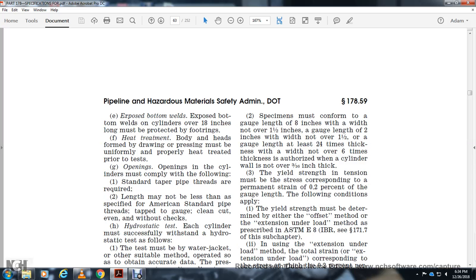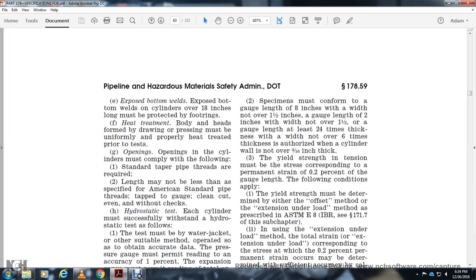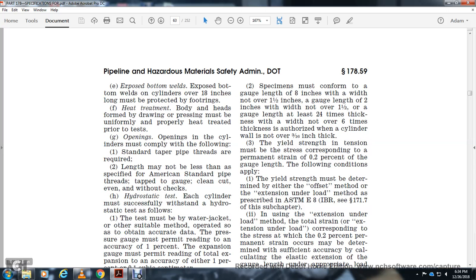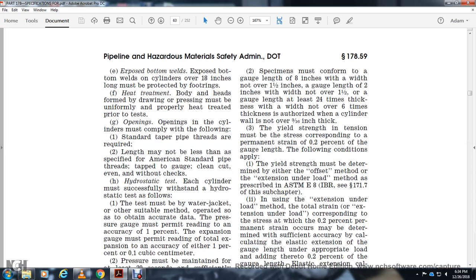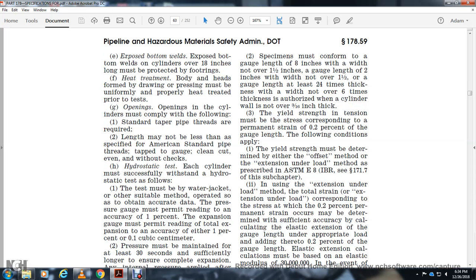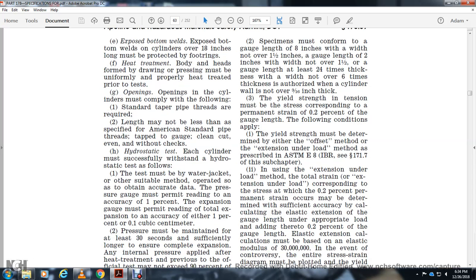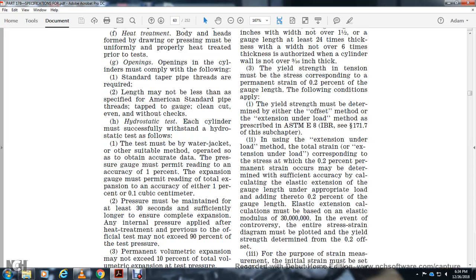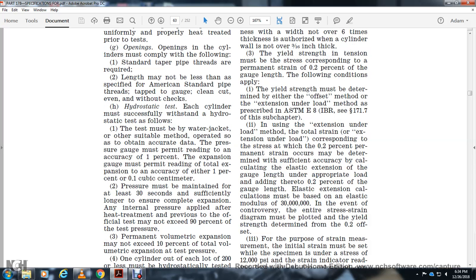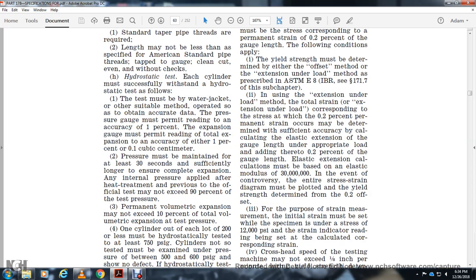The hydrostatic test: each cylinder must successfully withstand the hydrostatic test as well. The test must be made by the water jacket method, or another method to obtain accurate data. The pressure gauge must permit reading with accuracy of 1%, and the expansion gauge must permit reading of the total expansion with accuracy of 1%, or 1/10 of a cubic centimeter. Pressure must be maintained long enough to ensure complete expansion of the internal volume. Pressure applied for the heat treatment must not exceed 90% of the test pressure. Permanent volumetric expansion may not exceed 10% of the total volumetric expansion at test pressure.